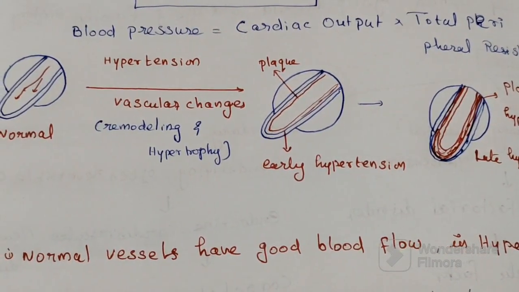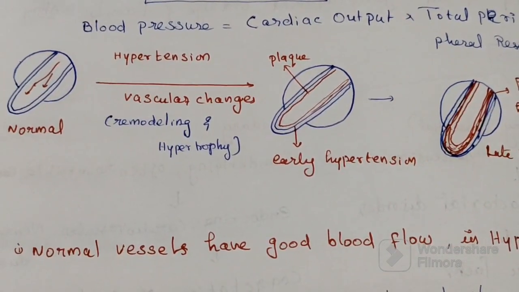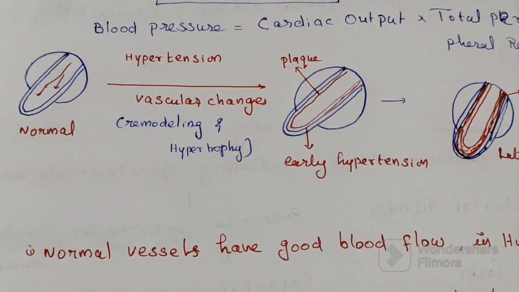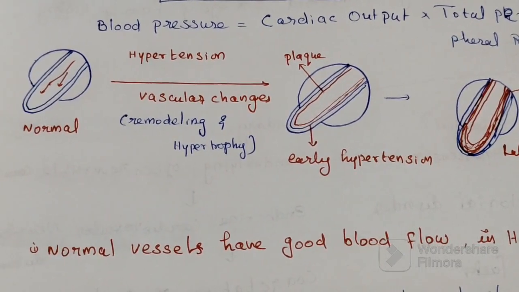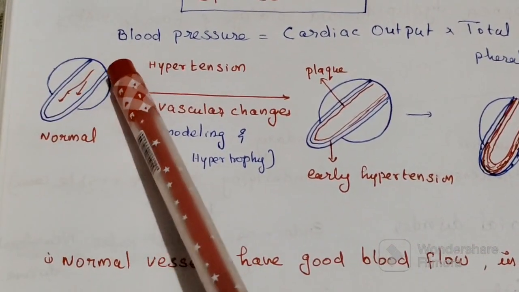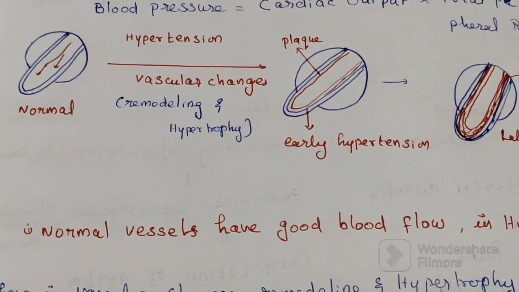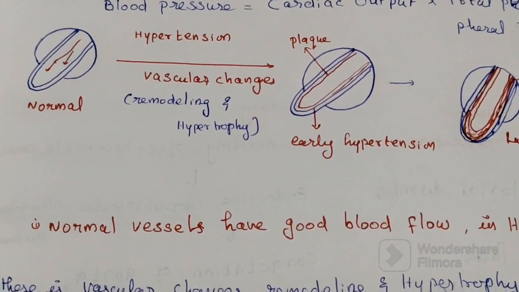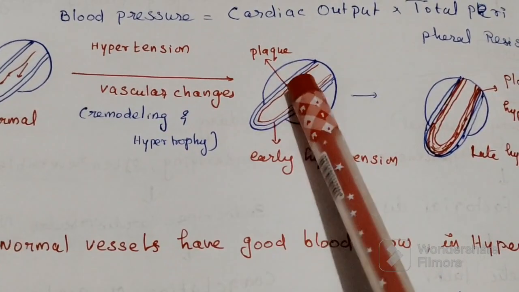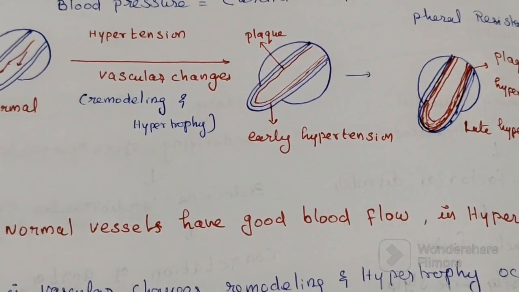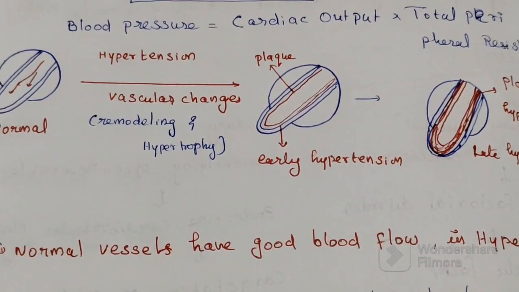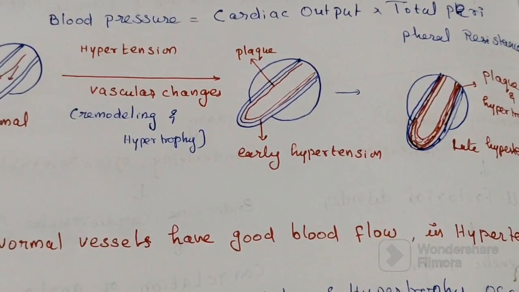The pathological vascular changes that occur in hypertension occur slowly. This is the normal vessel, having good blood flow. However, as hypertension progresses, vascular changes occur: remodeling and hypertrophy.